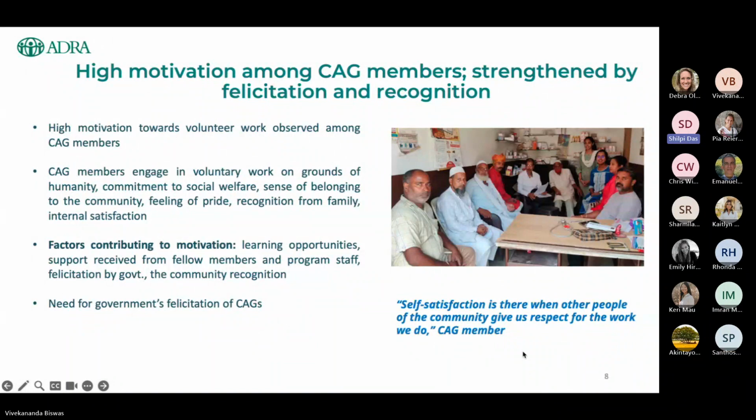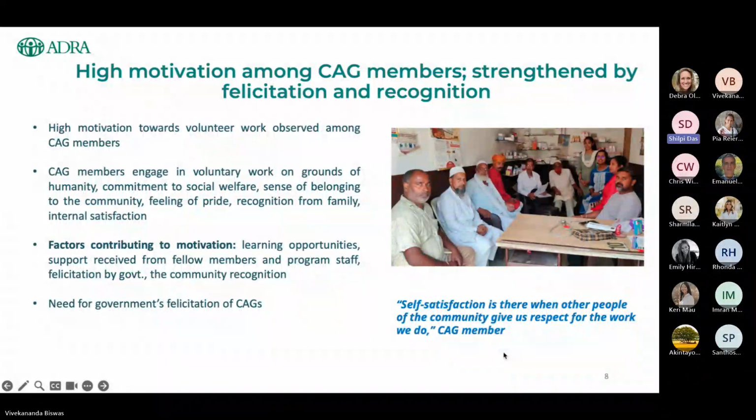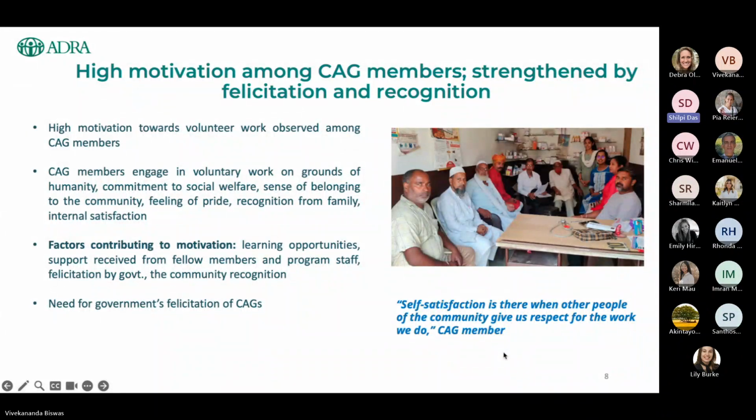Factors that contributed to motivation were learning opportunities. They got to learn new things, new diseases, about the community, how to improve the community. So the learning opportunities they were getting were a motivation for them. The support they were receiving from the fellow members and the program staff was also a kind of motivation. The felicitation by government was very important.